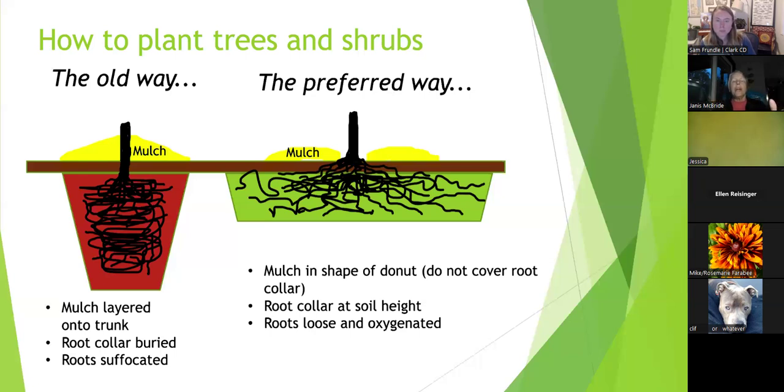The old way, a lot of people just take that pot that they buy from the nursery and they dig a hole exactly in the shape of that pot and they just pop it in. That's not the best way to plant a tree. What we want is to loosen all those roots, maybe even trim some off, and then spread them out as if it's a bare root tree.